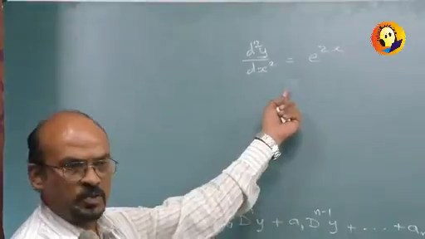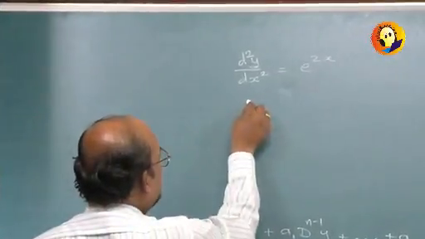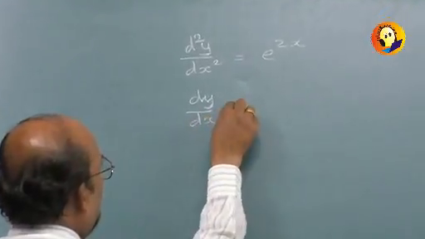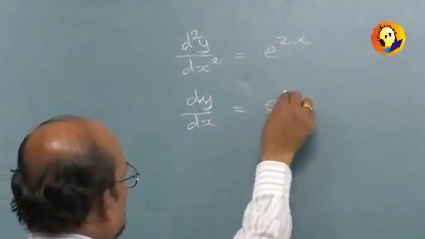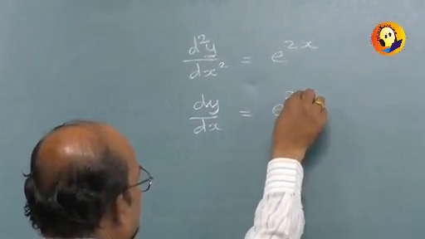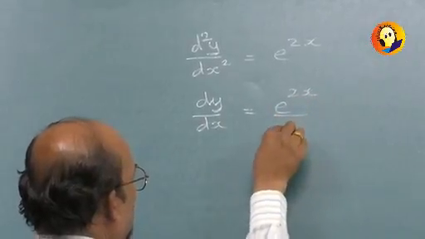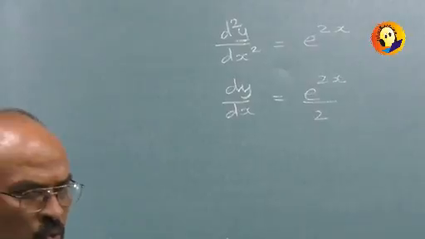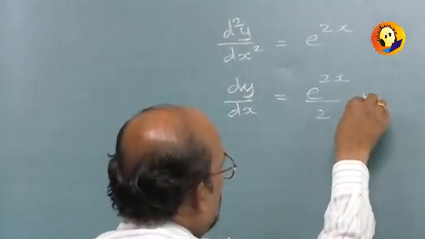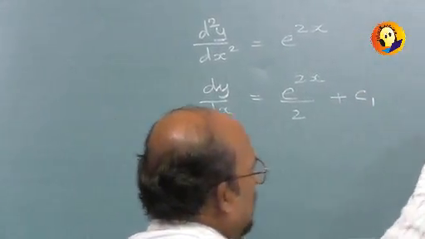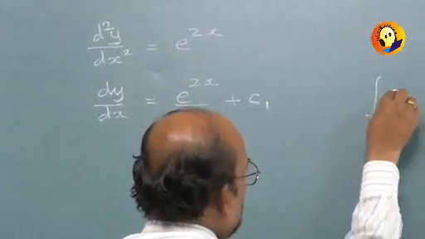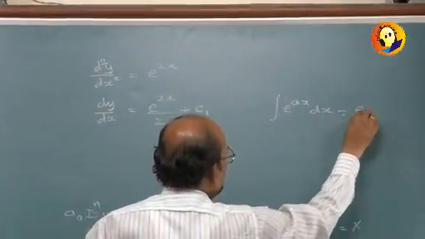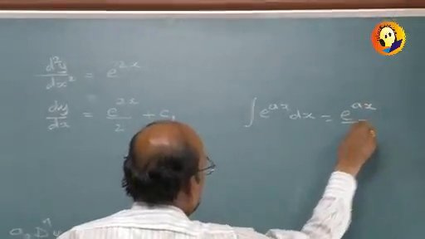Fine. This equation is solvable for us because it will be simply integration. So you integrate it once, it is dy by dx equal to integration of e raised to ax is e raised to ax upon a. So integration of e raised to 2x will be e raised to 2x upon 2 plus the constant of integration. So here for the diploma students, the formula for the first time, integration of e raised to ax is e raised to ax upon a.